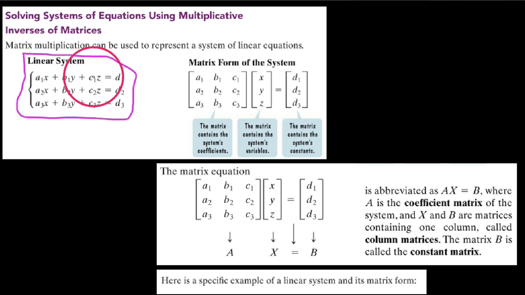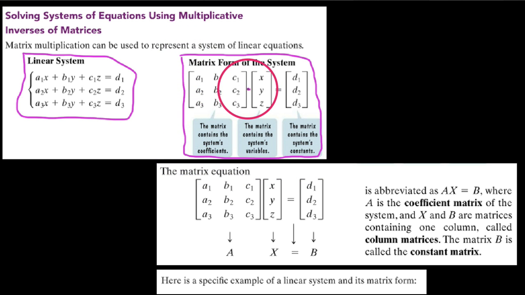So let's go ahead and take a look at this linear system, and what we're going to say is the matrix form of this very same system here. In terms of the matrix form of a system, on the left side of this equation we have a 3 by 3 matrix being multiplied by a 3 by 1 matrix. And of course this is defined because our inner dimensions match, but what we get is a 3 by 1 matrix as a result.